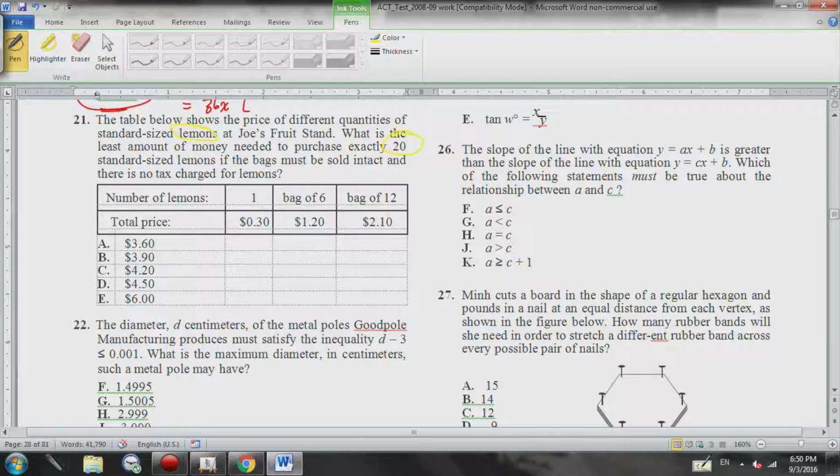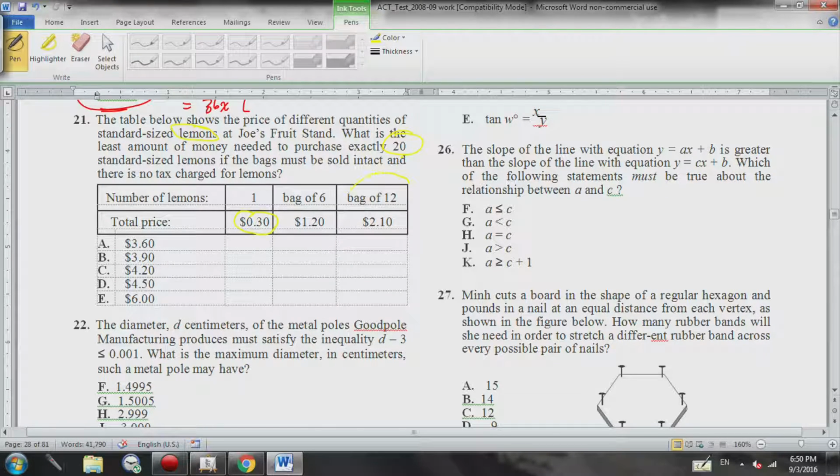So what is the least amount of money needed to purchase exactly 20 standard size lemons if the bags must be sold intact and there is no tax charged for lemons? So you want 20 lemons exactly. If you get one lemon, it'll cost you 30 cents. But if you get a bag of 6, it costs you $1.20, because 6 times this would be 180 if you get one at a time. And if you get a bag of 12, you save even more. You get $2.10. But you want 20, so it's in your best interest to get the bags, because the more bags you get, the more money you save.